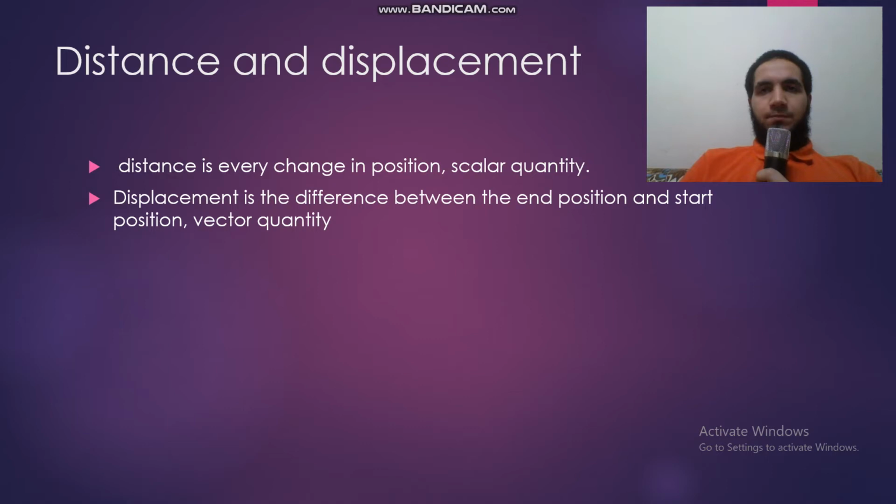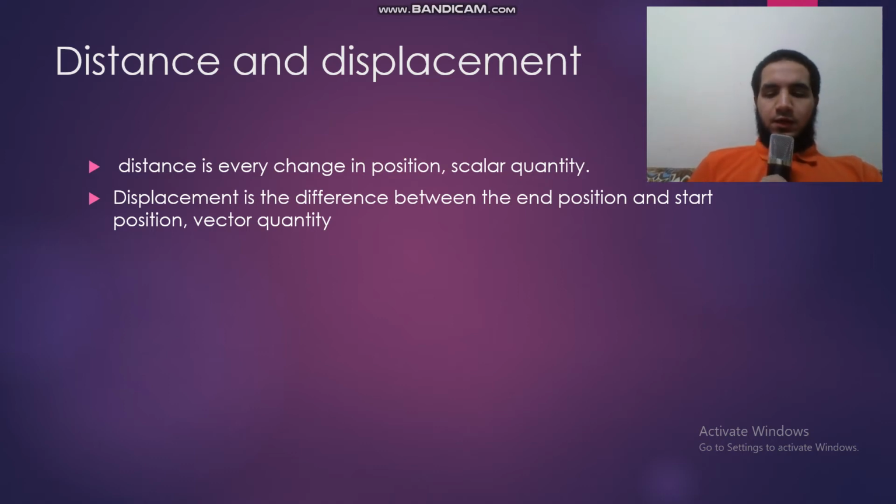distance covered by the object can be, let's say, 5 or 6 or 7, but displacement can be zero in some cases, like moving in a circle, because moving in a circle makes you end at the starting point. So the displacement will be zero. So distance does not necessarily equal displacement.